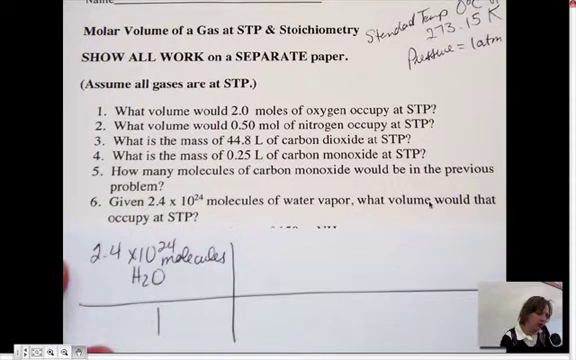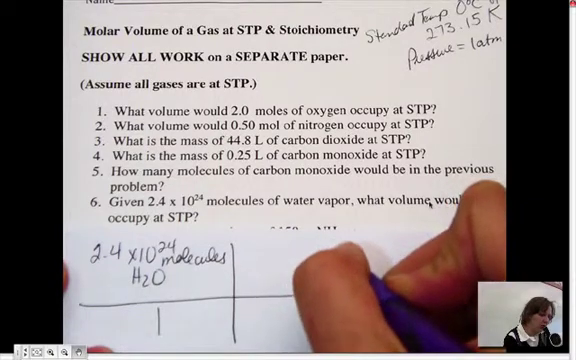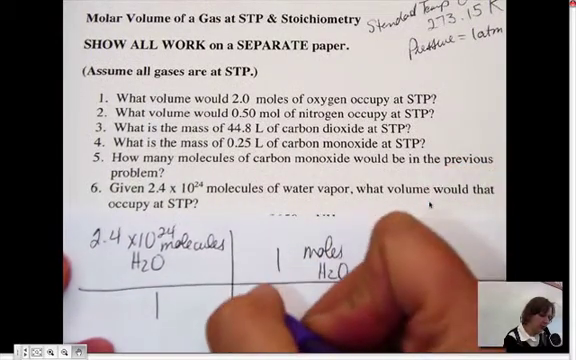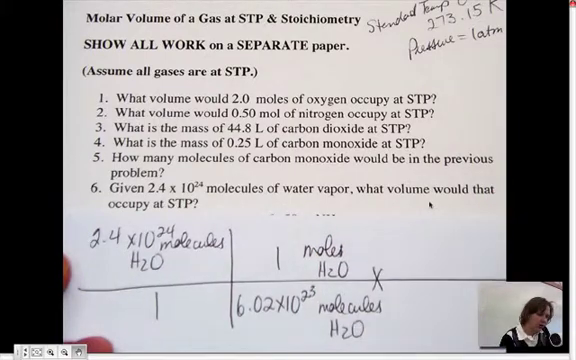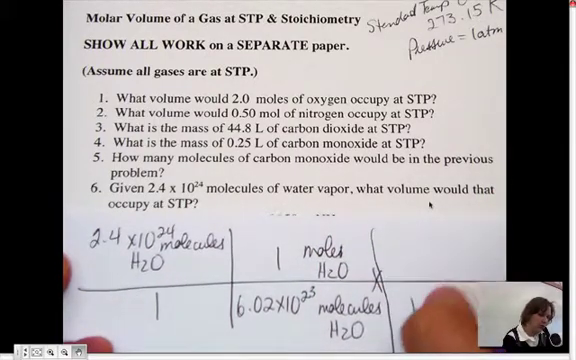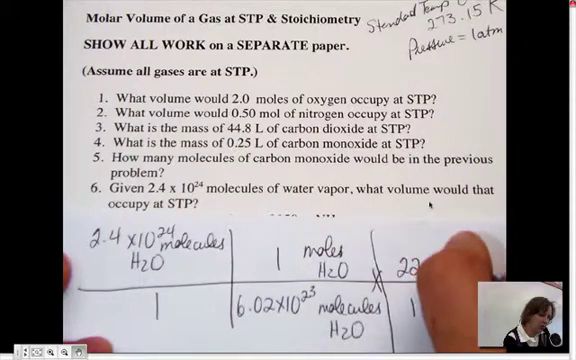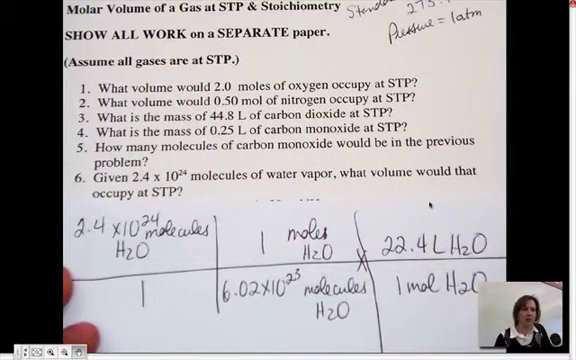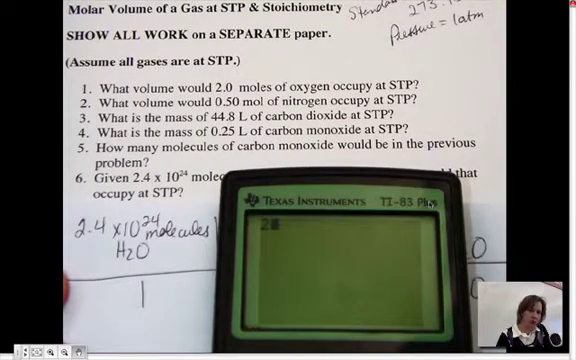So we're going for liters. We need molecules to cancel. We need to change it into moles. How many molecules are there in a mole? 6.02 times 10 to the 23rd. And then we need 1 mole of water on the bottom. And we're going to volume, so that's 22.4 liters of water on the top. So the math is 2.4 times 10 to the 24th divided by Avogadro's number times 22.4 liters. So on my calculator, 2.4.